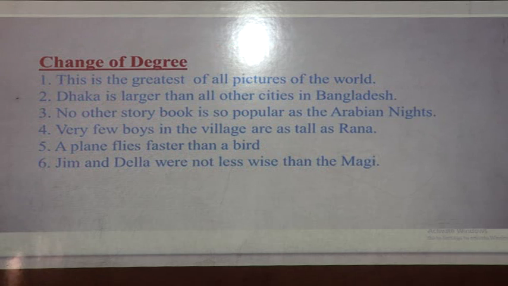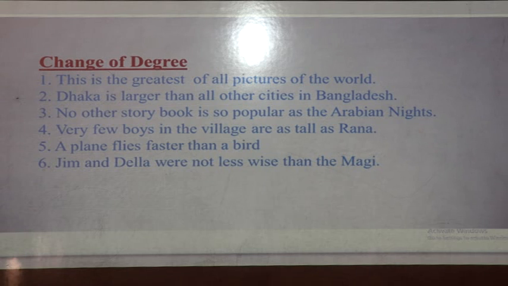Now students, I have shown some sentences on the screen related to change of degree. We are acquainted with the term degree. Degree is basically the form of adjective. According to the form, adjectives are of 3 kinds: positive, comparative, superlative. And if we use this form in a sentence, then it is called degree. And we know degrees are of 3 kinds: positive degree, comparative degree, and superlative degree.